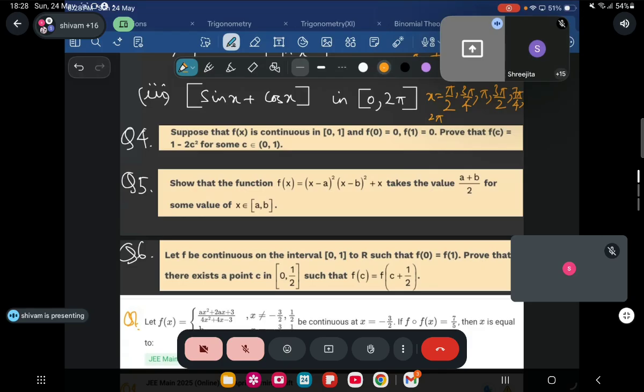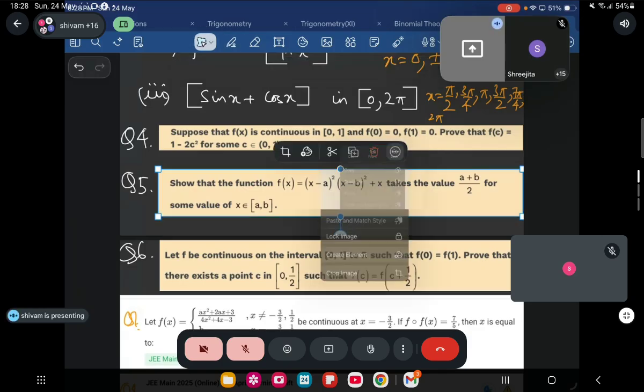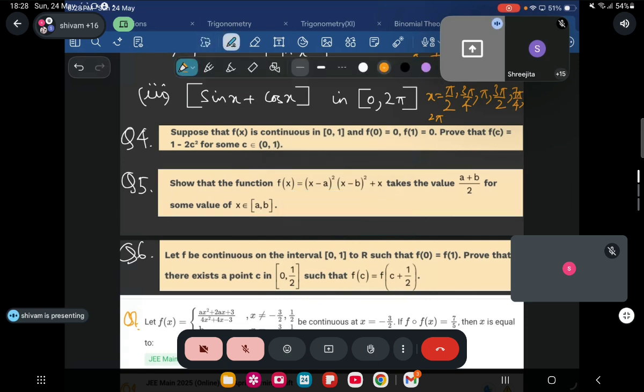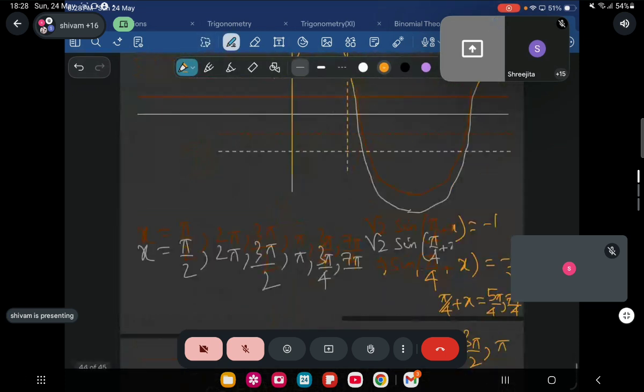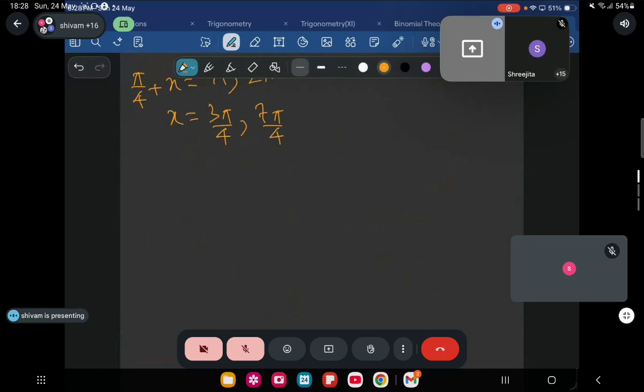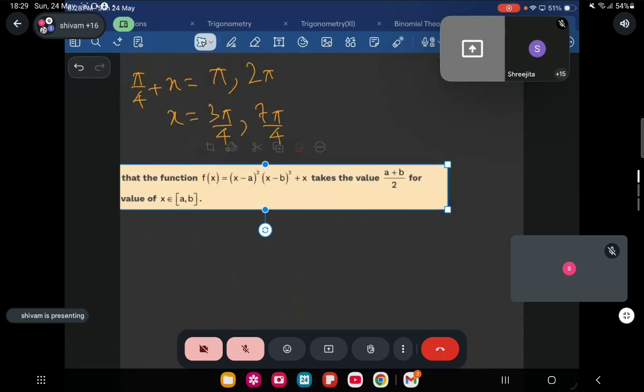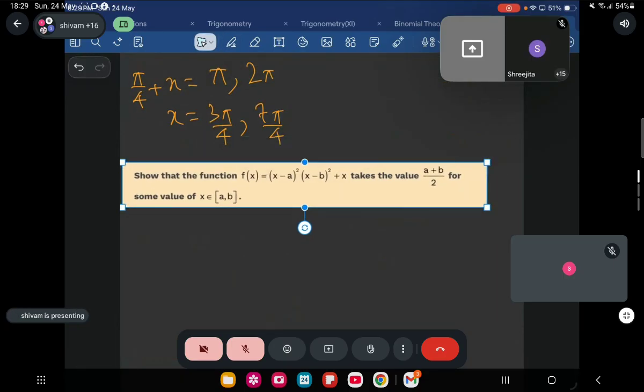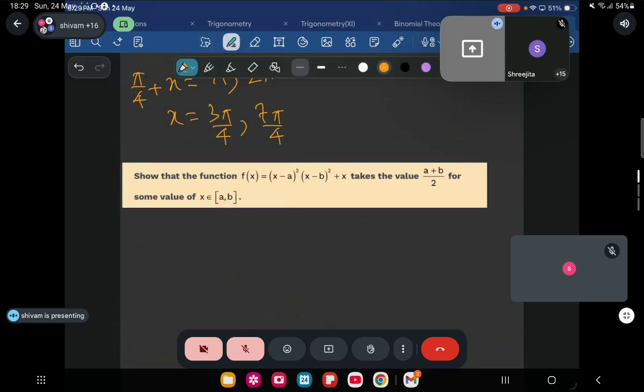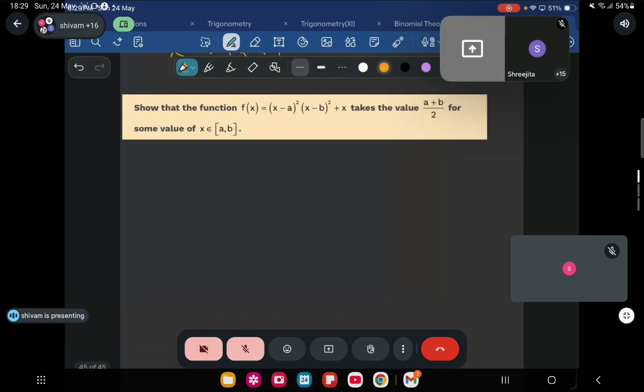Number 4, anyone having any doubt? No. Number 5, okay, let us start. Number 5 is easy, it's like an arithmetic mean. What is given in 5? Show that the function f of x equals (x minus a) whole square plus x into (x minus b) whole square plus x takes the value (a plus b) by 2 for some value of x belonging to (a, b). Of course, (a plus b) by 2 belongs to (a, b). Right or not? Tell me.